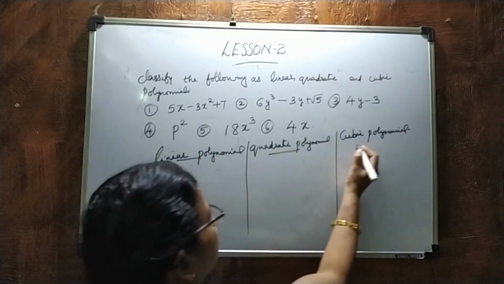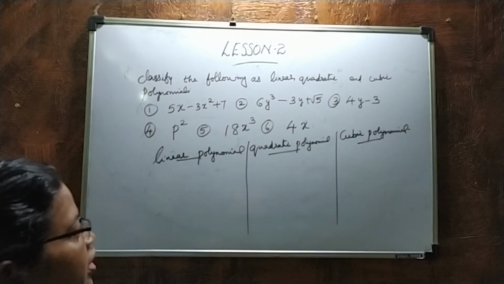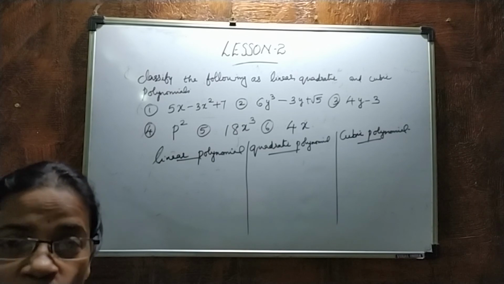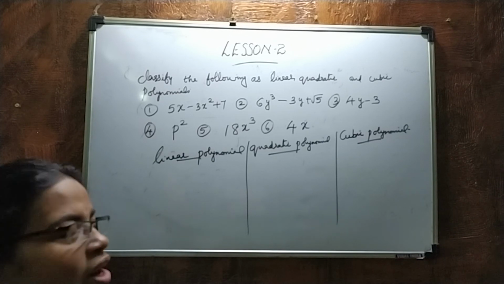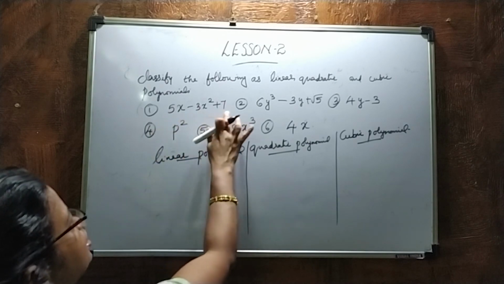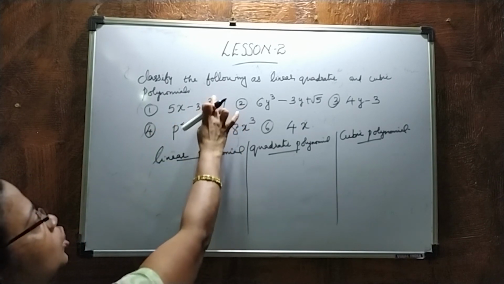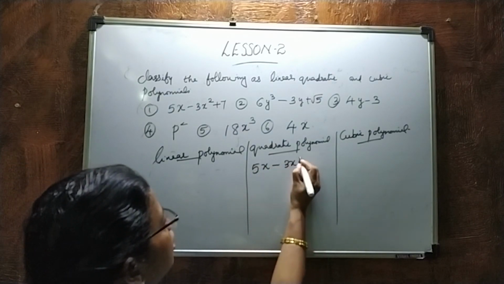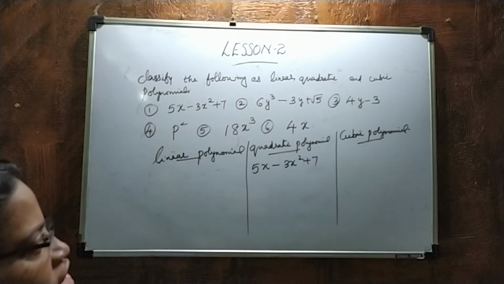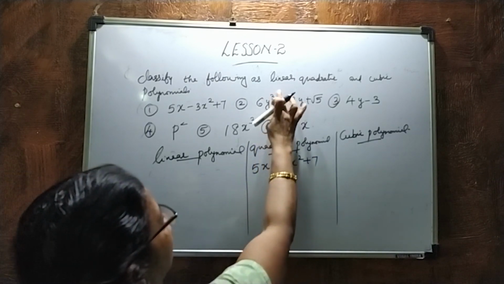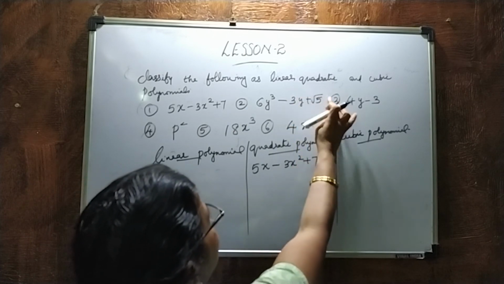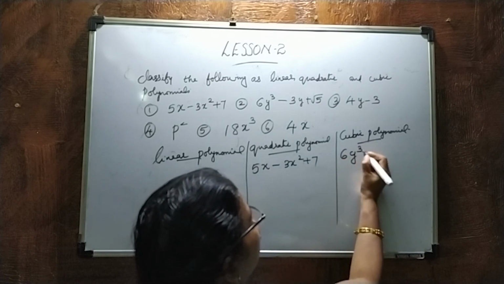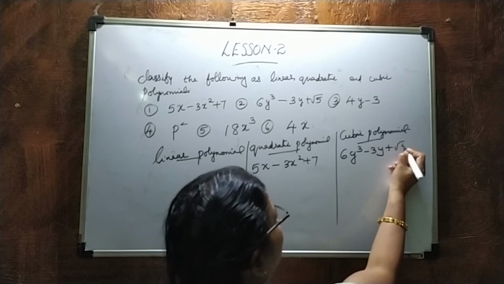We will start now. Which are the linear polynomials first? First think about linear polynomial. Linear polynomial means what? The highest exponent should be only 1. That means degree should be only 1. Now look, here highest exponent is 2. Here 2 is the highest. So that we can write here 5x minus 3x square plus 7. Right? Find out each one's degree. Now next one, y cube is there, y raised to 1 is there, y raised to 0 is there. So it is cubic polynomial. So it will be 6y cube minus 3y plus root 5.